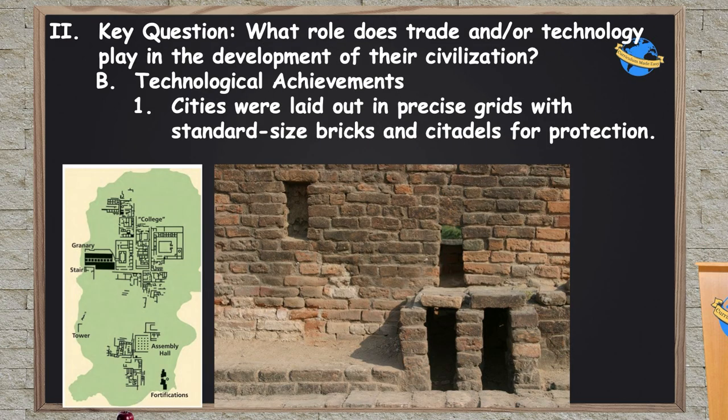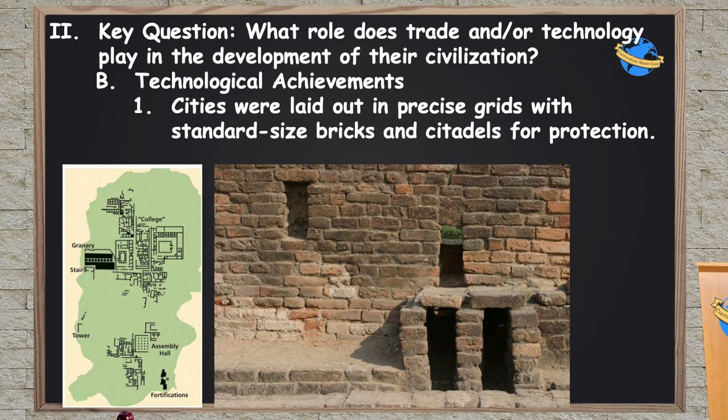Now, technologically speaking, the Indus Valley was pretty advanced for their time, more advanced than a lot of these other cultures in some ways. The cities themselves were laid out in very precise patterns. You can see these really straight lines on the streets, so that's kind of a grid system. And the bricks used in the buildings are pretty standard size. You can see some variation, but these bricks right here are all about the same size. And this is actually more difficult to do than you'd think. So there's some standardization here.